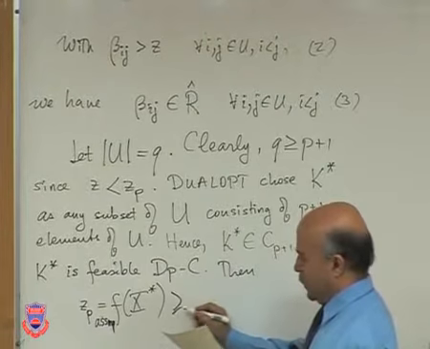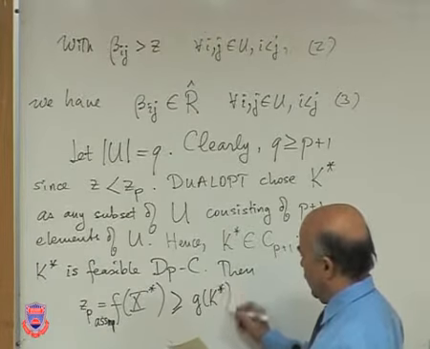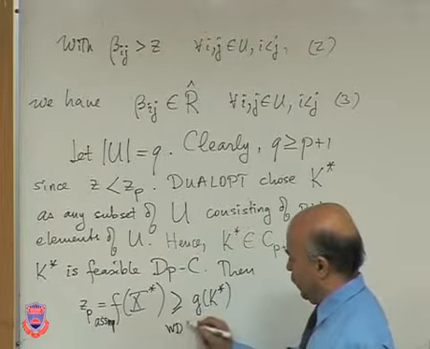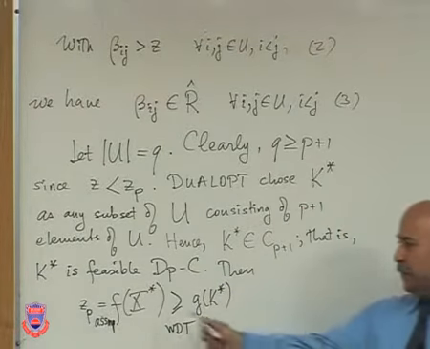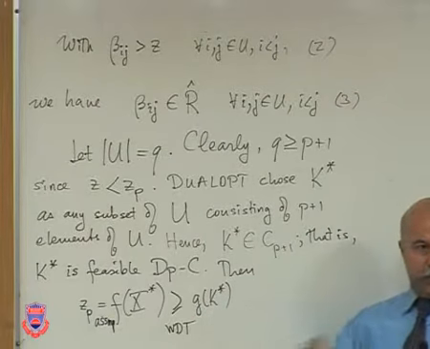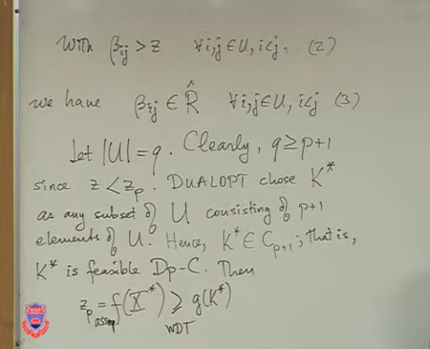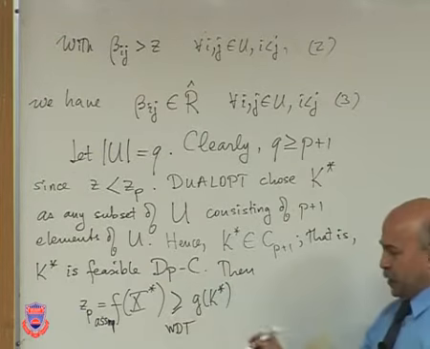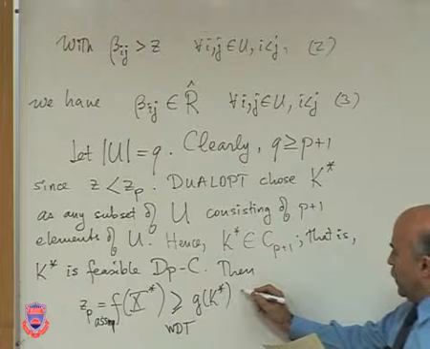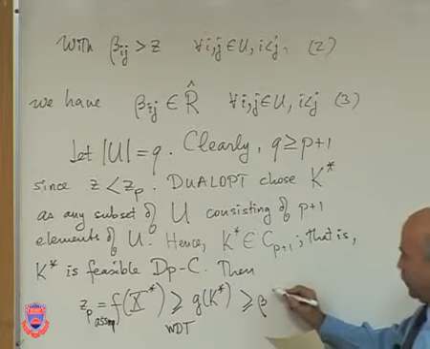I know that this is greater or equal g of k star because of the weak duality theorem. I have a feasible solution to the p-center problem, and a feasible k star solution to the dual problem. So weak duality says you've got this inequality. This is greater or equal beta of k star.